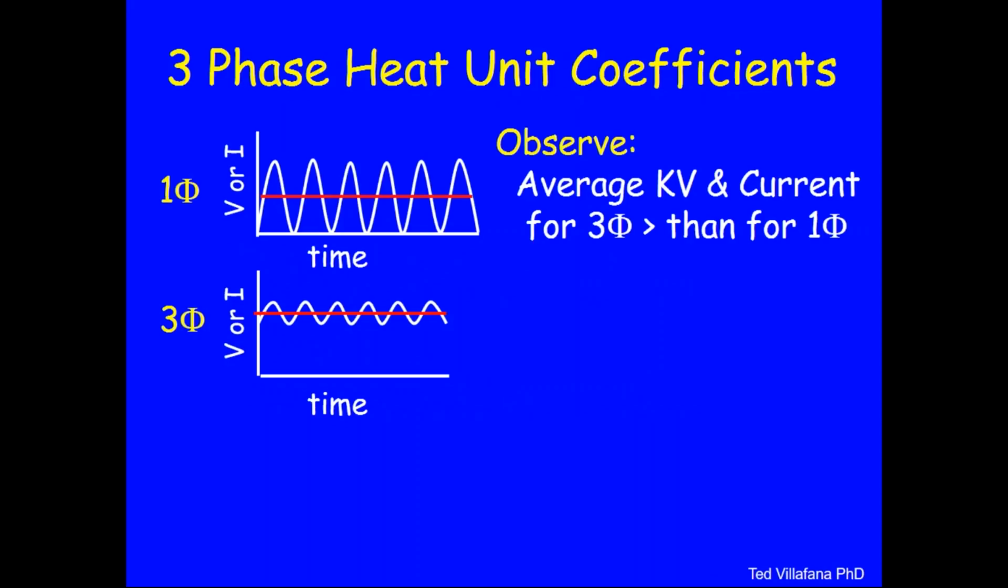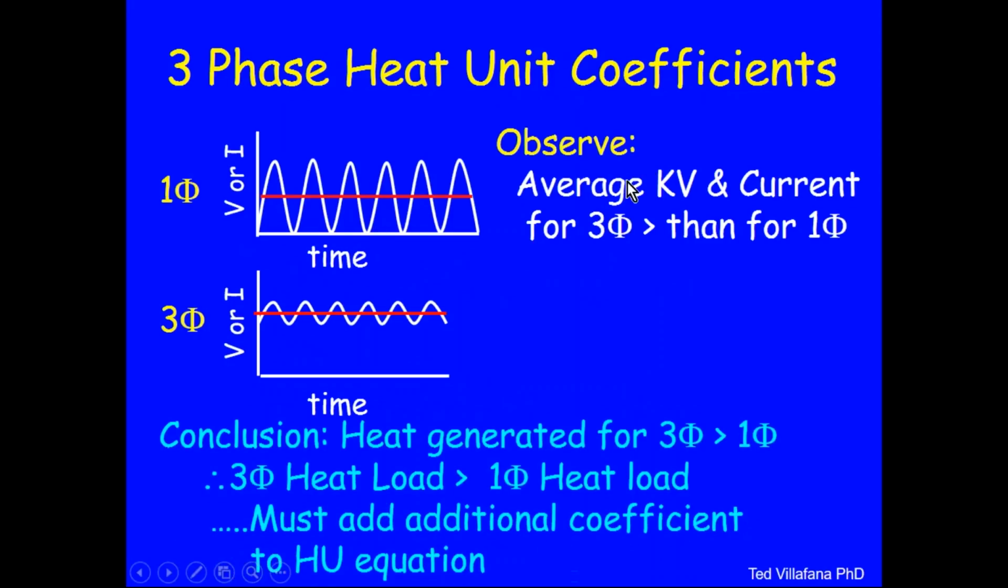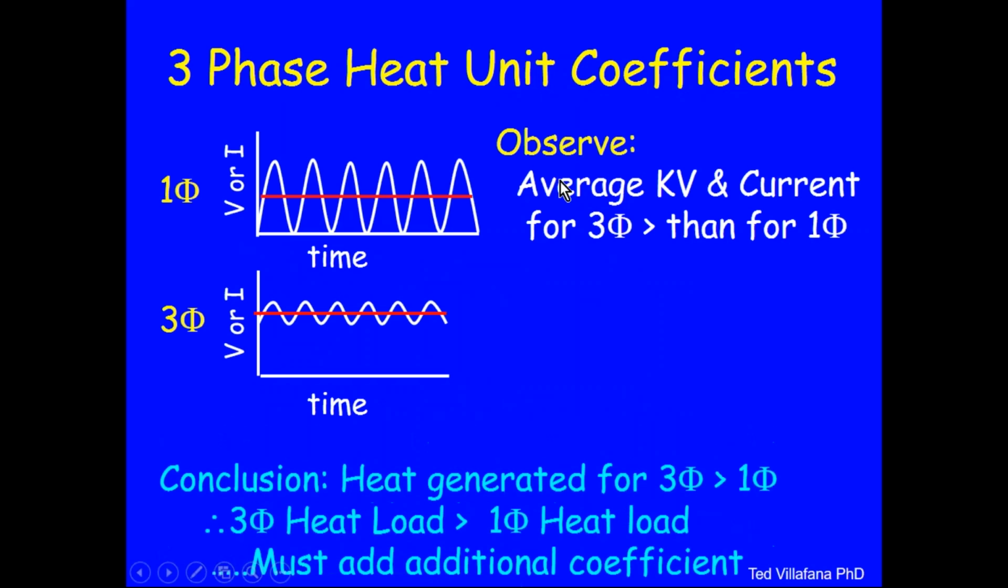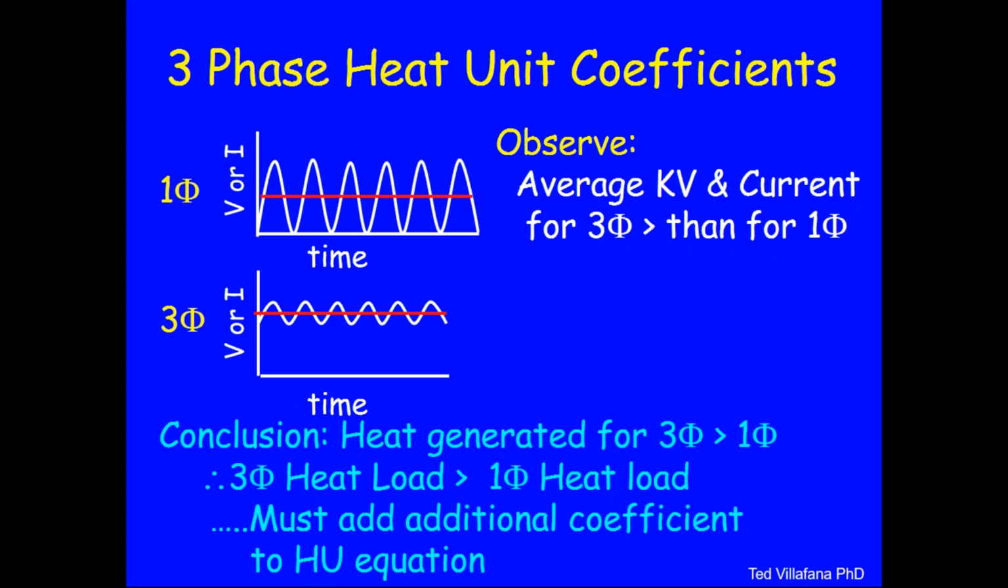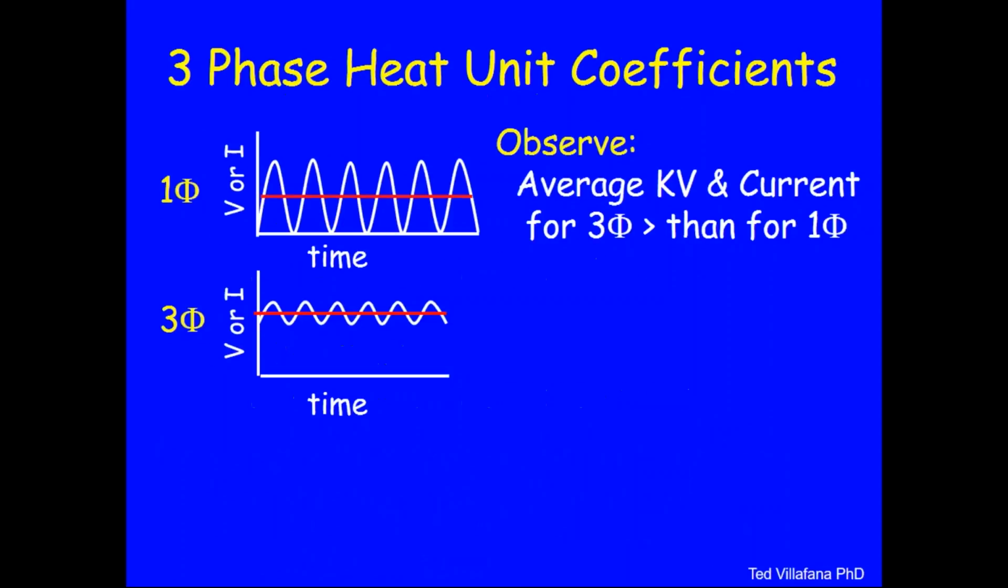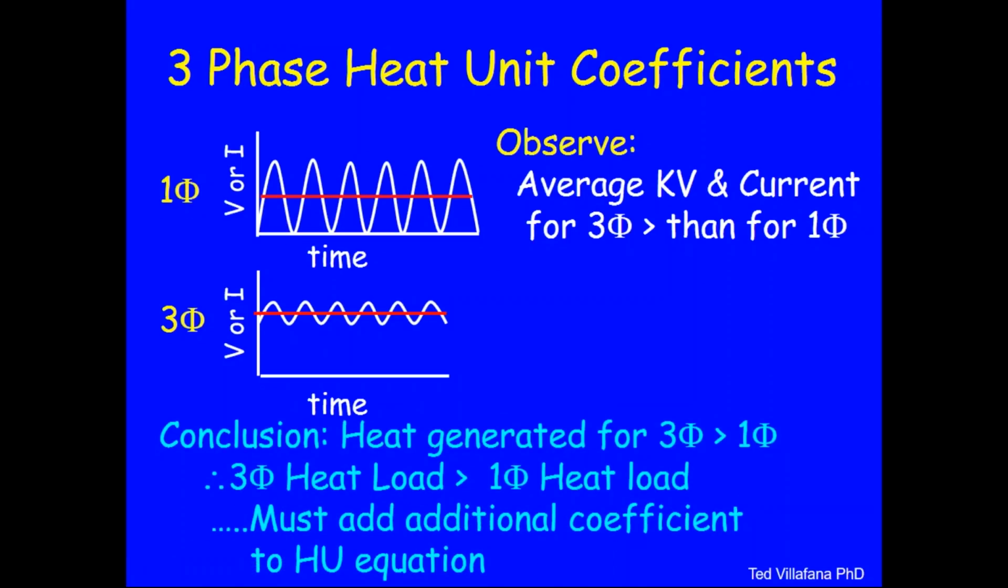Okay, and this expresses that. It's what we've already seen. Just to refresh your memories, with single phase, your average kV and current is not very close to the peak, whereas with three phase it's much closer to the peaks as compared to single phase. That's what we've been talking about. So the heat generated when you go to three phase is a little bit more efficient, and you have to add those little coefficients.